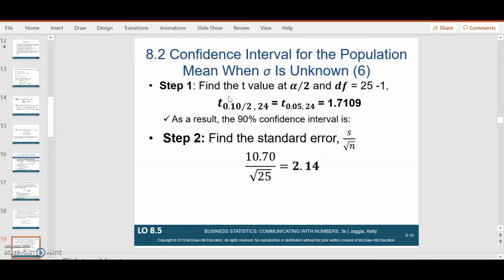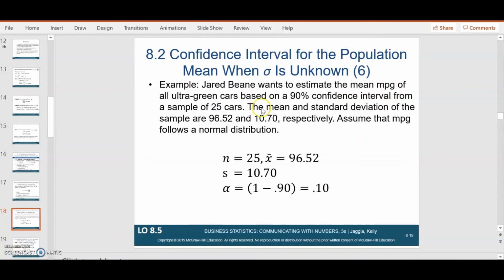Step number 1 is to find the t value at a certain level of significance that is divided by 2, because we have 2 tails in our estimation, and degrees of freedom that is equal to 25 minus 1. Why is it that the degrees of freedom is equal to 25 minus 1? It is because we do know that the sample size is equal to 25.